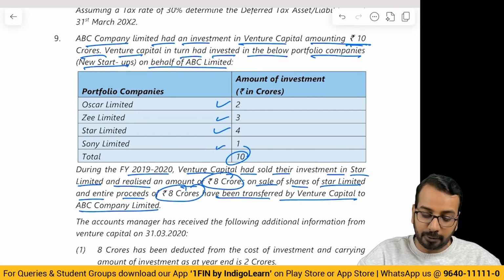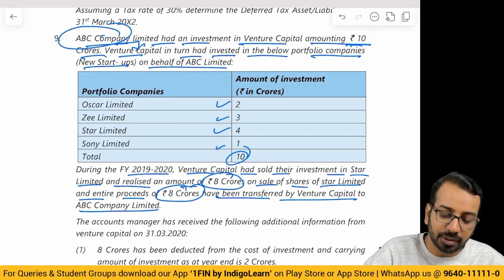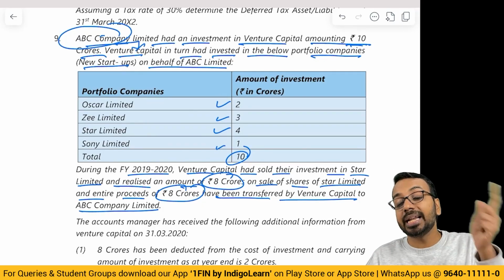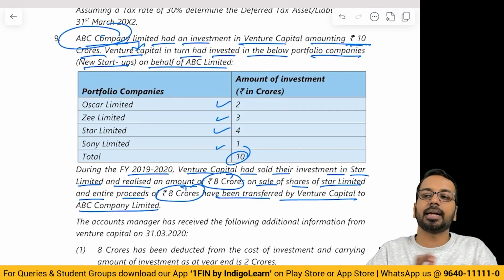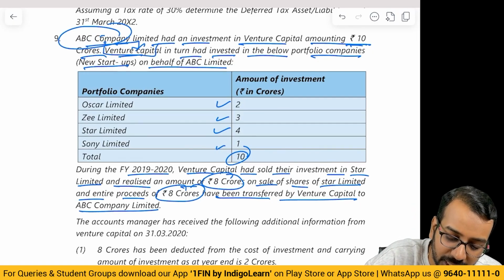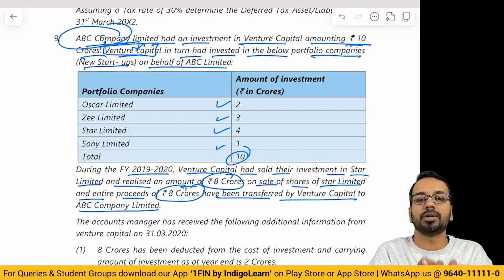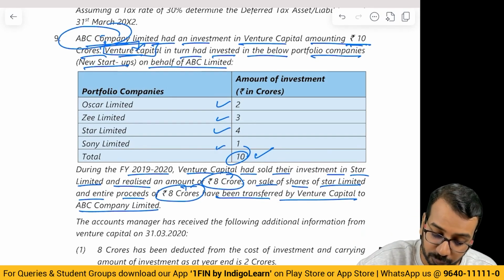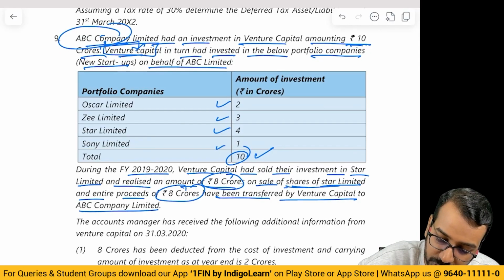So now, please understand, the company has invested in VC. Company has not directly invested in these companies. If they had directly invested in these companies, we would have calculated gain or loss based on each investment. What we have to see is, we have invested in a venture capital. We have given the amount to venture capital, which is 10 crores, and 8 crores of shares of Star Limited has been sold, and we have received the amount.